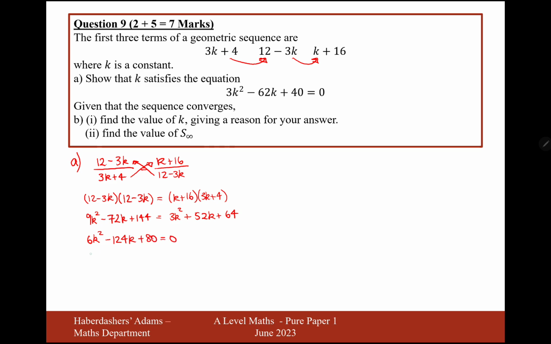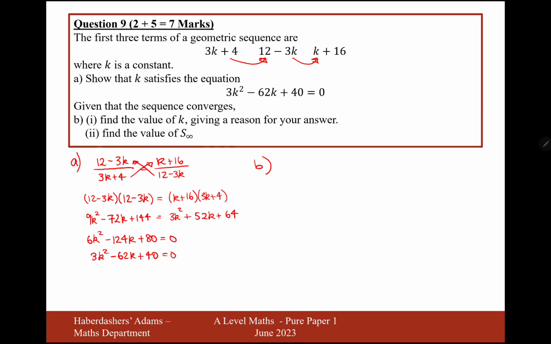Looking at the answer, if we divide by 2 now, we're going to get 3k squared minus 62k plus 40 equals 0. Excellent. There we are. So that's part A sorted. Right, now, given that the sequence converges, find the value of k giving a reason for your answer.